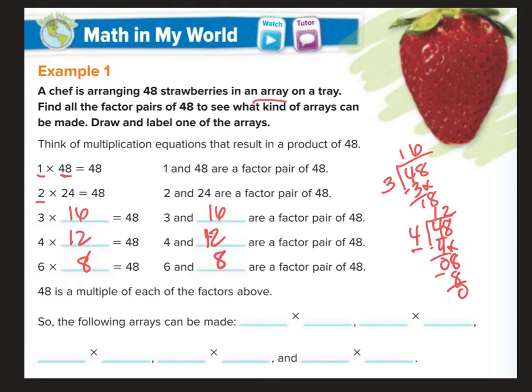So here are our factor pairs. Typically, I like to go up to at least 10. So then I'd say, does 7 go into 48? No. Does 8 go into 48? Yes, we already got it when we did 6 times 8. Does 9 go into 48? Does 10 go into 48? We can try and make sure we've tested all the options. So the following arrays can be made: 1 times 48, 2 times 24, 3 times 16, 4 times 12, and 6 and 8 are all of the arrays that can be made.